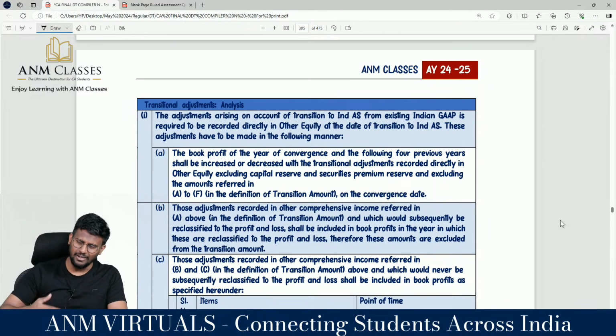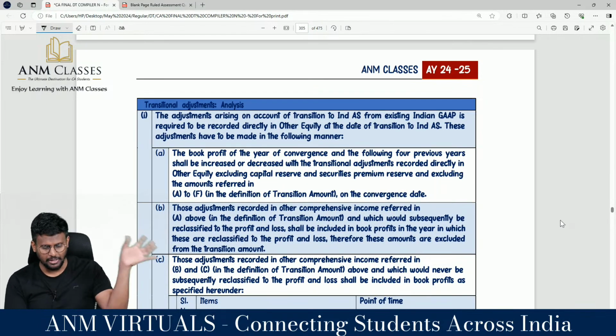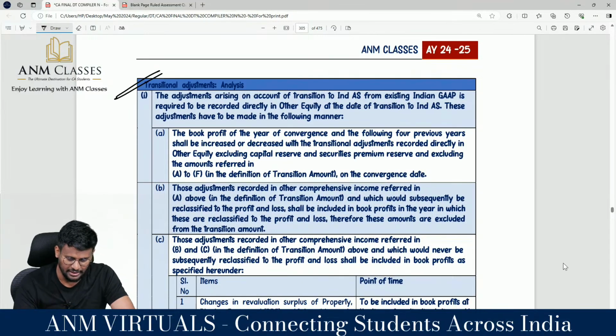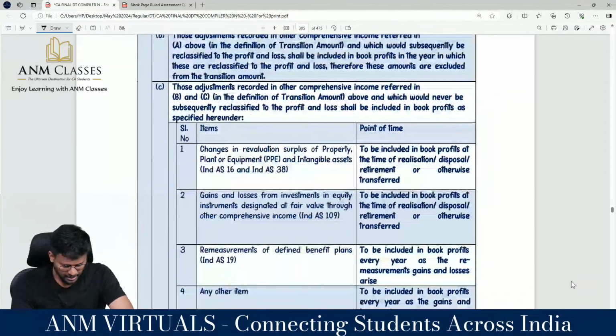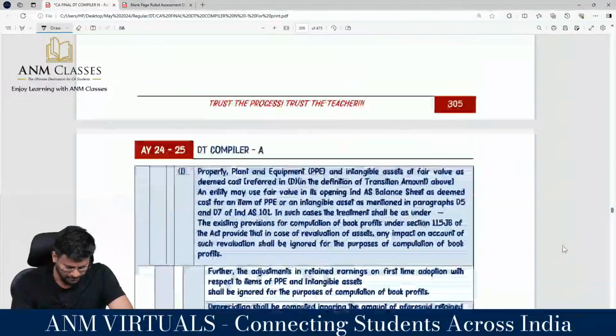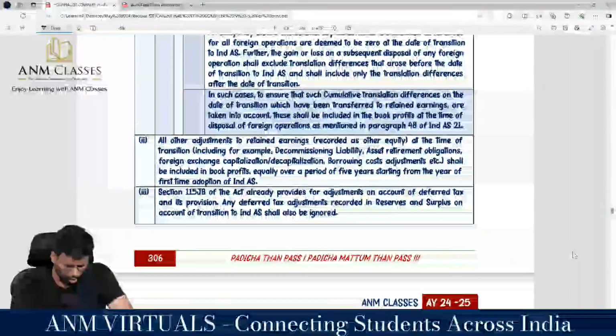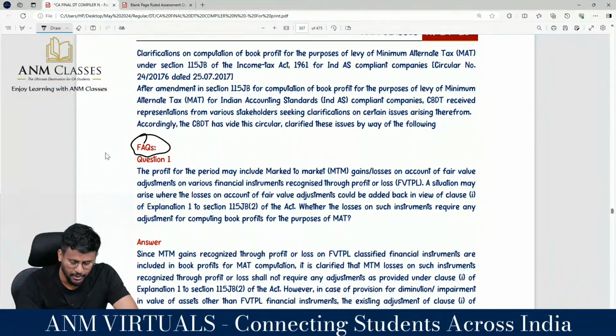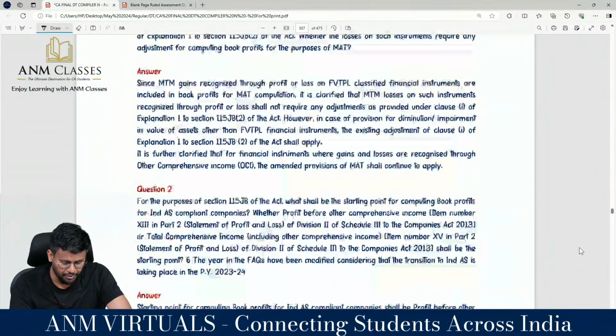So once you have debited that transition, 1/5 of the transition amount should be added back, and that amount should be reduced. Here, this is only analysis. We have already done all these things. Even at the time of taxation, we have done PPE and all those adjustments. These are just analysis, and FAQs have been given. Frequently asked questions, my dear lovable students.